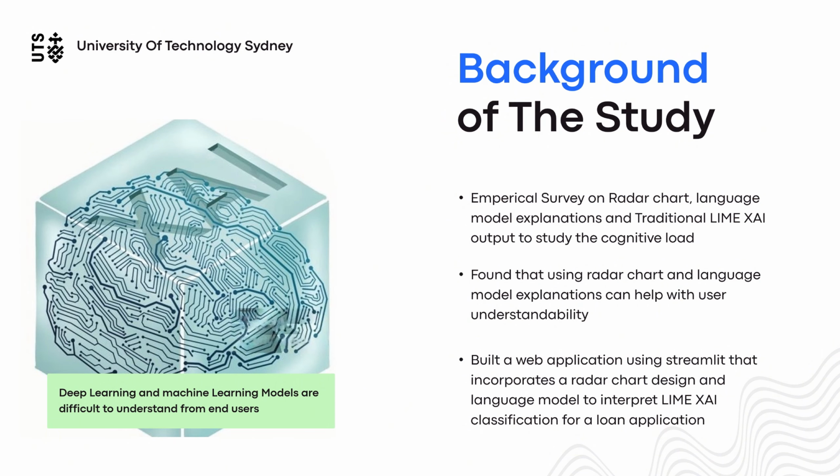One of the main problems with machine learning and artificial intelligence is that nowadays these models are becoming more complex, and as a result, it is becoming more of a black box, which makes it difficult to understand for end users. For my research, basically I'll be focusing on studying the type of explanations and measuring the cognitive load of these explanations. This was the rated chart, language model explanation, and just a traditional XAI visualization.